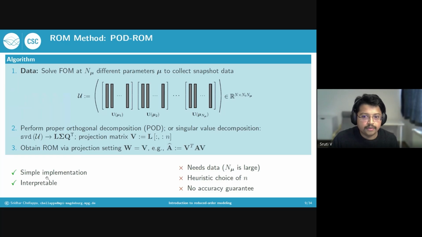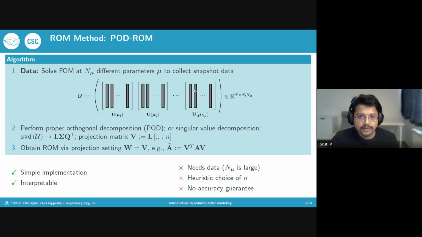Let's look at the advantages and disadvantages of these things. The implementation is quite simple. As you see, it's just a matter of 3 algorithmic steps. And of course, there is a nice interpretation in terms of the eigen decomposition. And also, you can think of it as projection of your equations onto a reduced dimension space denoted by V.